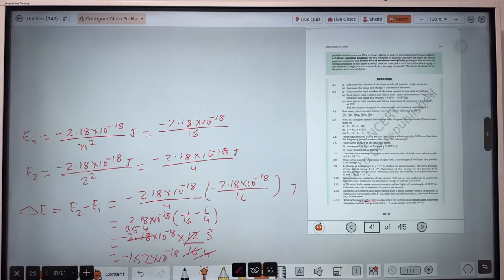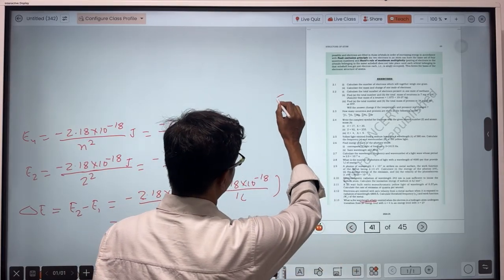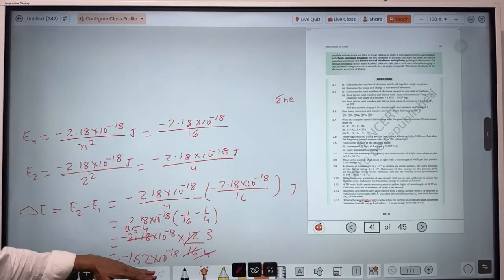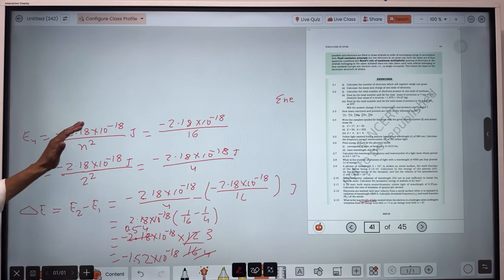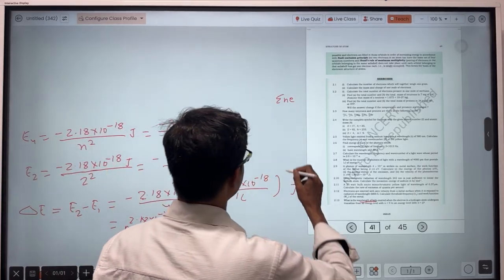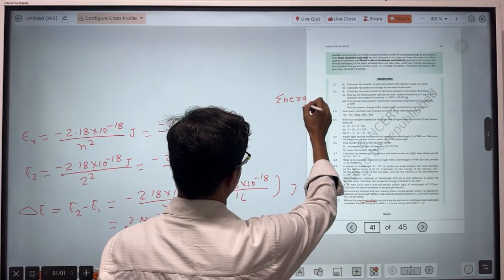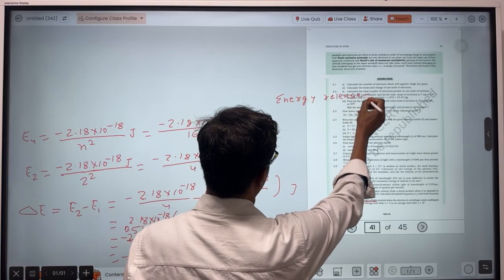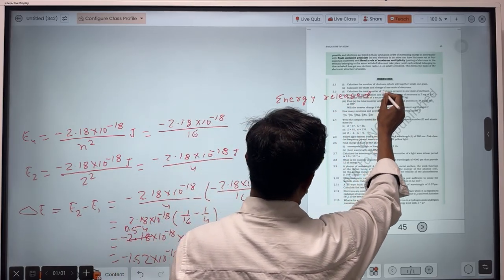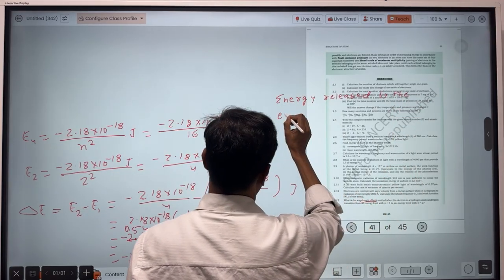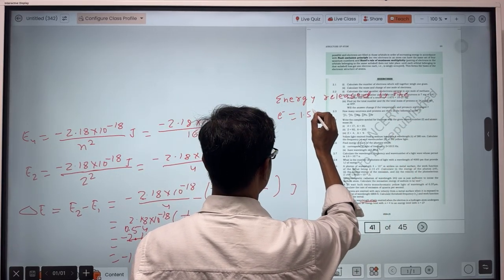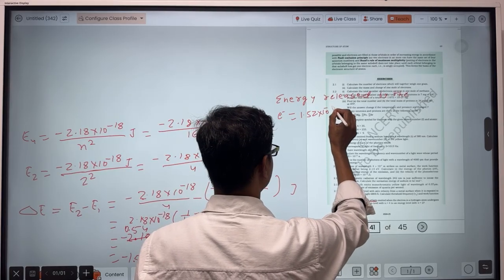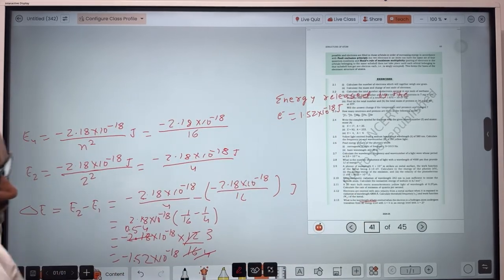That means that much energy will be released. The energy released by the electron is given with a minus sign, which means that much energy will be released by the atom when the electron falls from n equal to 4 to n equal to 2.